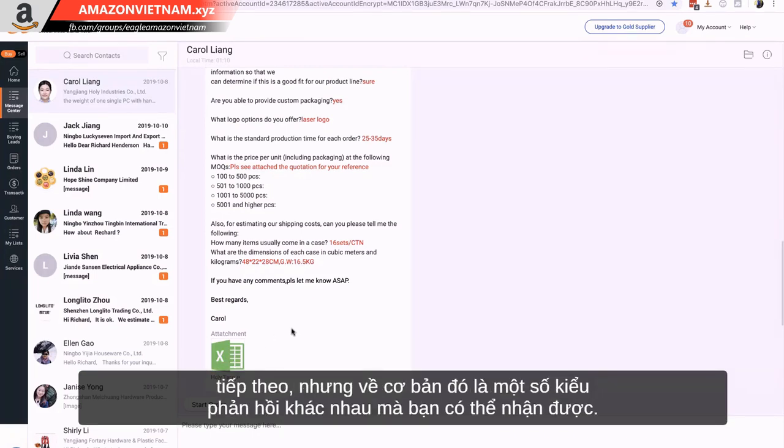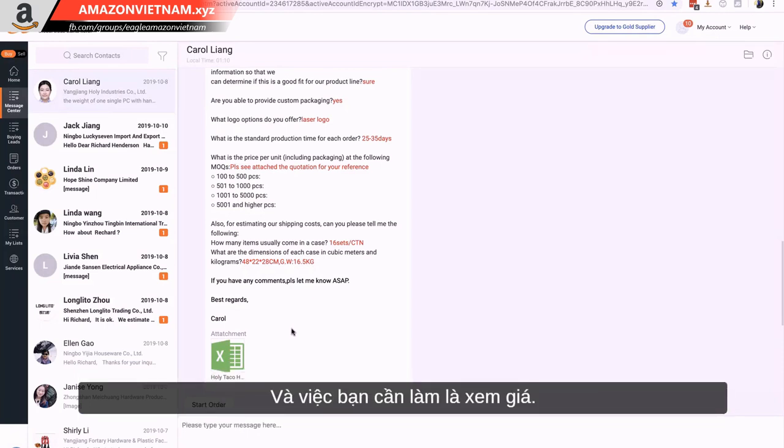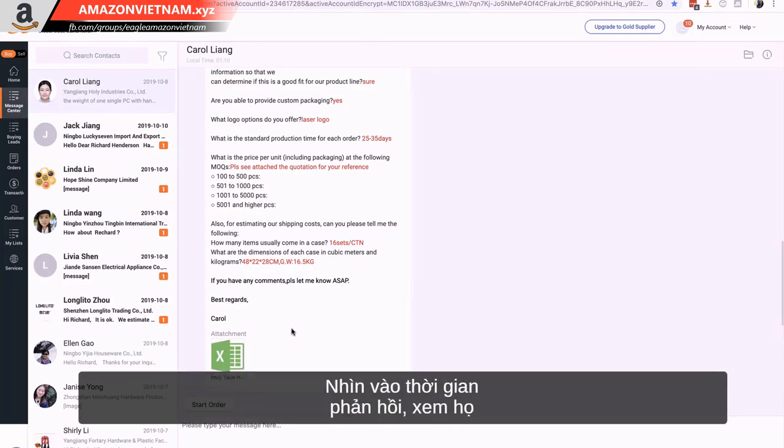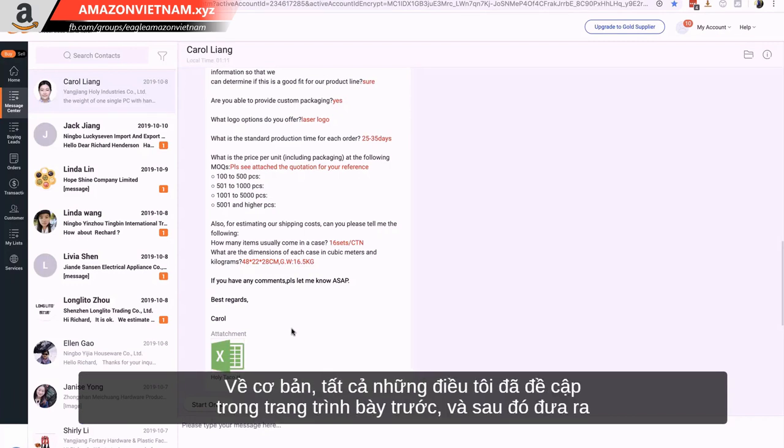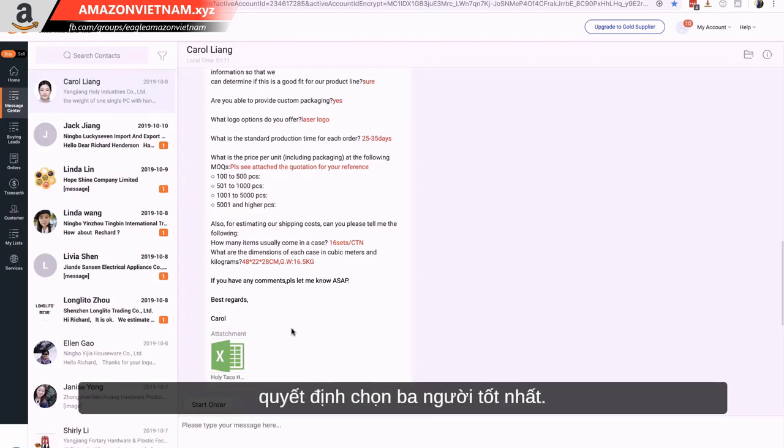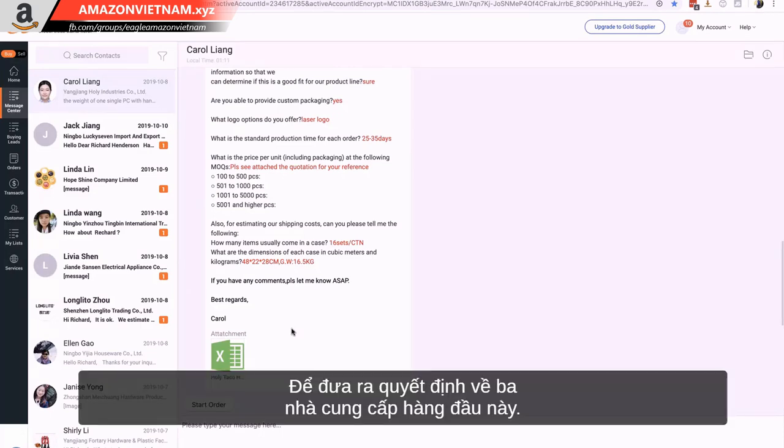But essentially, those are some different types of responses you can get. And what you need to do is look at the prices, look at the response time, look how easy they are to communicate with, their flexibility, basically all the things I mentioned in the previous slide, and then come up with a decision on picking the best 3. It really is up to you to make a decision on these top 3 suppliers.